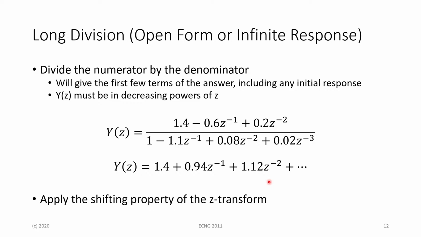Because this is a long division process and is referred to as the open form or infinite response, the long division basically keeps on going towards forever, so you need to stop at some z to the negative factor when you're doing this division.